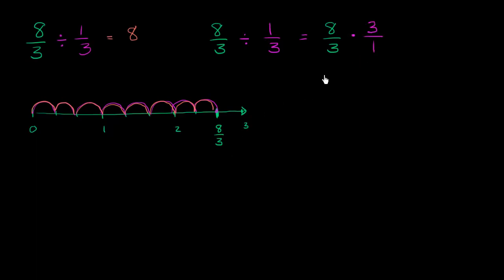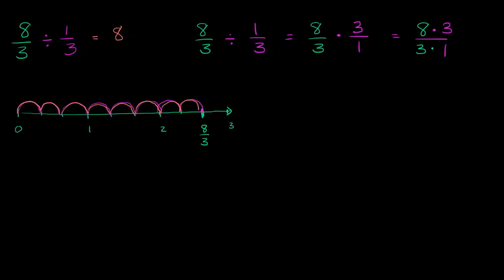And we already know how to multiply fractions: multiply the numerators, 8 times 3, so you have 8 times 3 in the numerator, and then you have 3 times 1 in the denominator, which would give you 24/3, which is the same thing as 24 divided by 3, which once again is equal to 8.